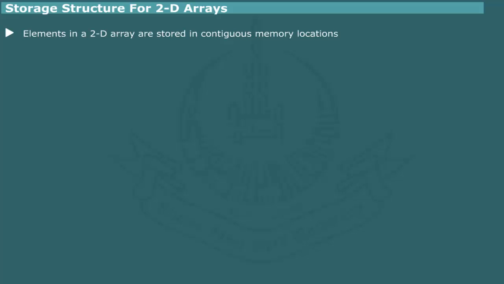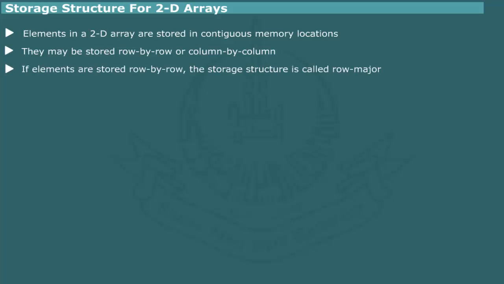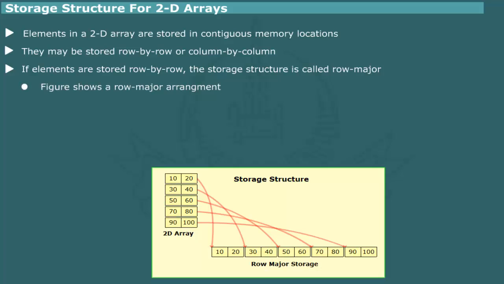Within the allocated memory, the elements may be stored row by row or column by column. The first arrangement is called row major and the second column major storage scheme. Figure shows a row major and column arrangements of an array consisting of 2 rows and 3 columns. If we know the address of the first element, we can compute the storage addresses of all the elements.